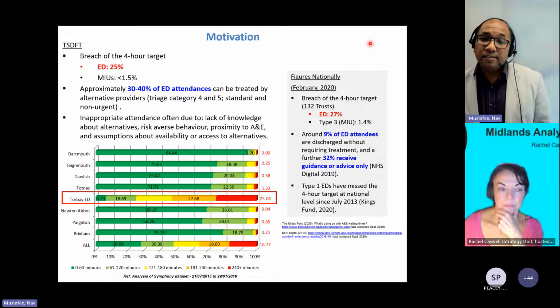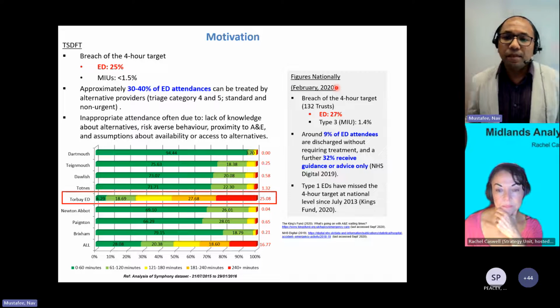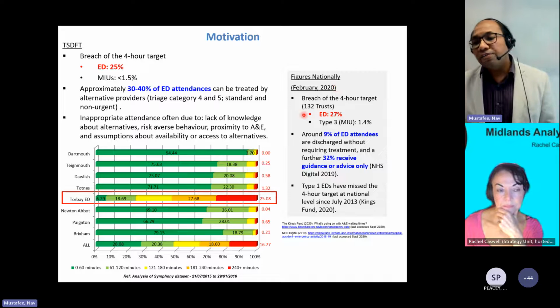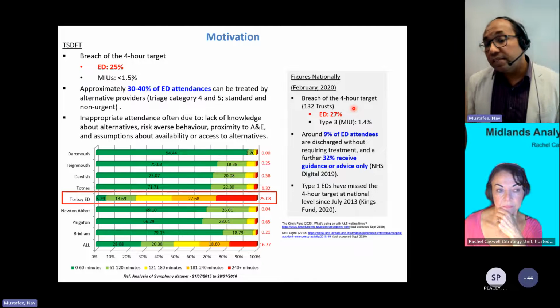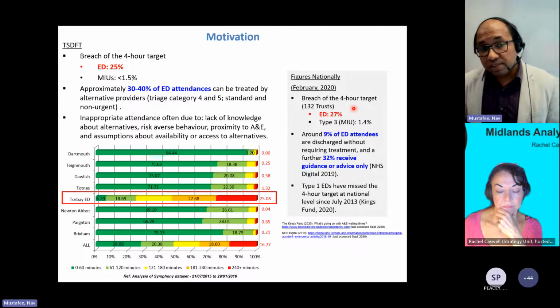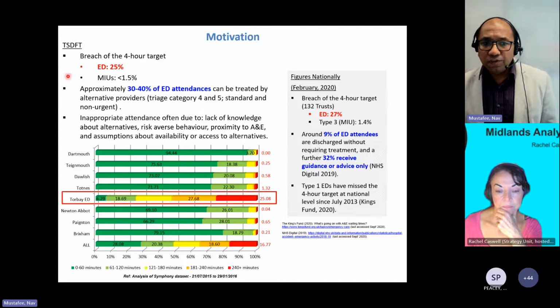And this data is from February 2020. So now we are talking about 132 trusts. Here we were talking only of Torbay. Now we are looking nationally, 132 trusts. The breach rate of ED is 27%, which kind of reflects what we have seen in our local trust.